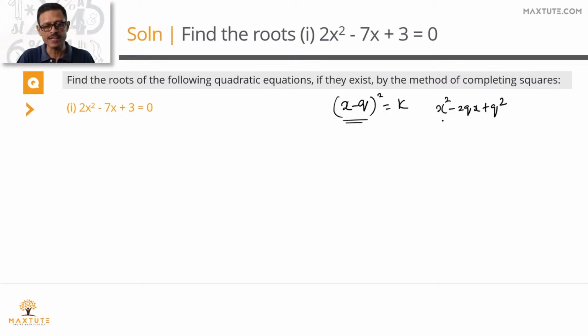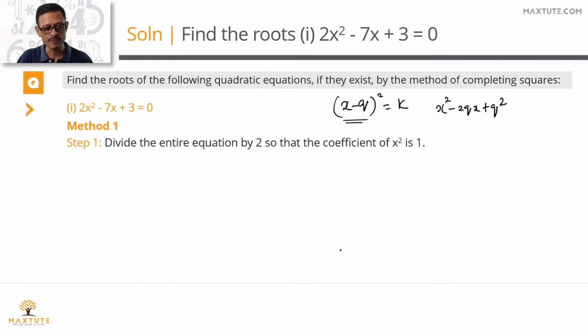The coefficient of x square here is a 1. The coefficient of x square with us is a 2. So let's get that to be a 1. Step 1 in method 1 is to divide the entire equation by the coefficient of x square so that the coefficient of x square becomes 1. In this case, it is a 2, so let's divide the entire equation by 2. What we are left with is x square minus 7 by 2 x plus 3 by 2 equals 0. So this equation has been written in a different form with the coefficient of x square being 1.